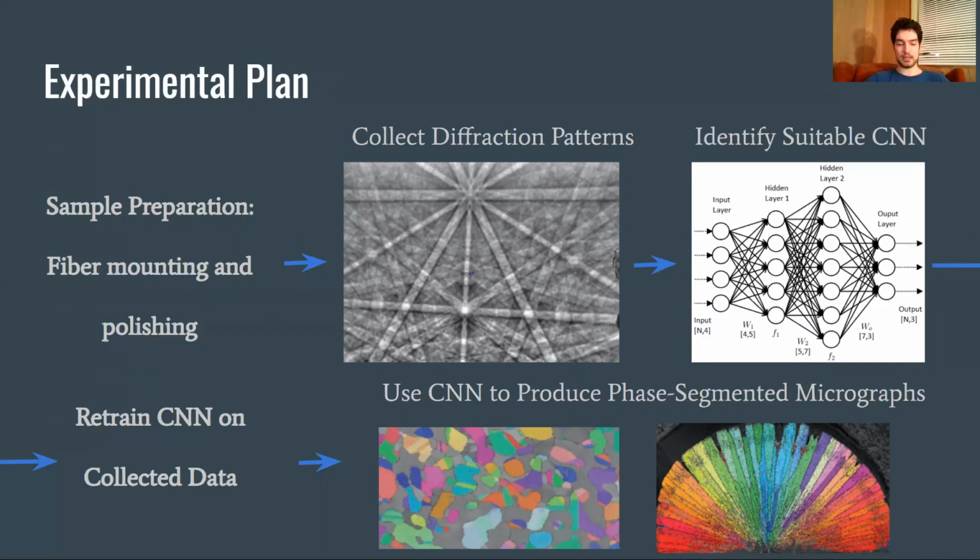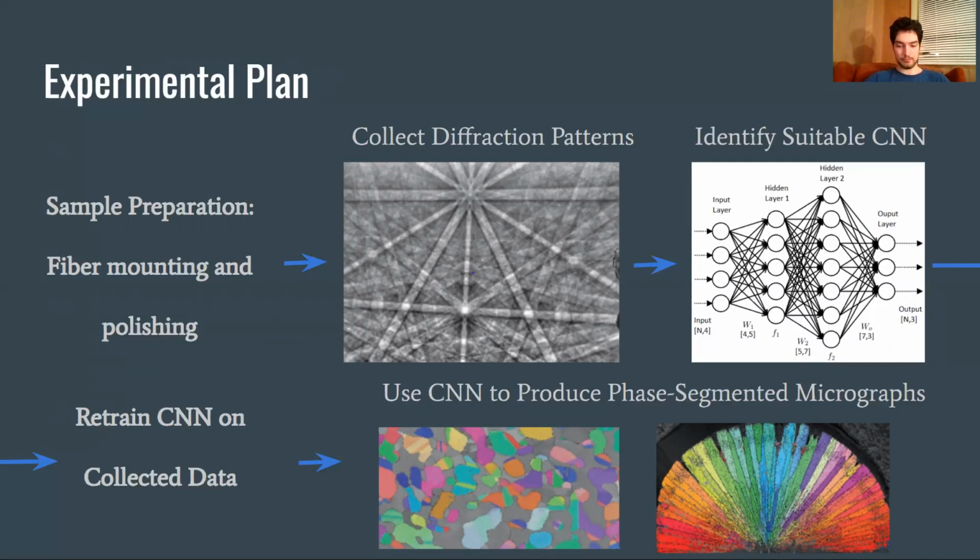And I'll then identify an existing neural network that most closely resembles the one I would like to train, most likely one that's been trained to identify basic features of EBSD diffraction patterns already. And this goes back to what I said, where it's generally easier to further train an existing network than to start from scratch.